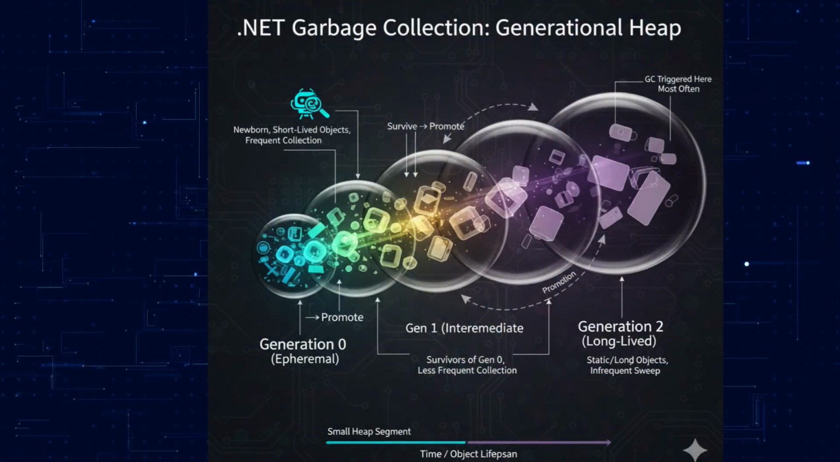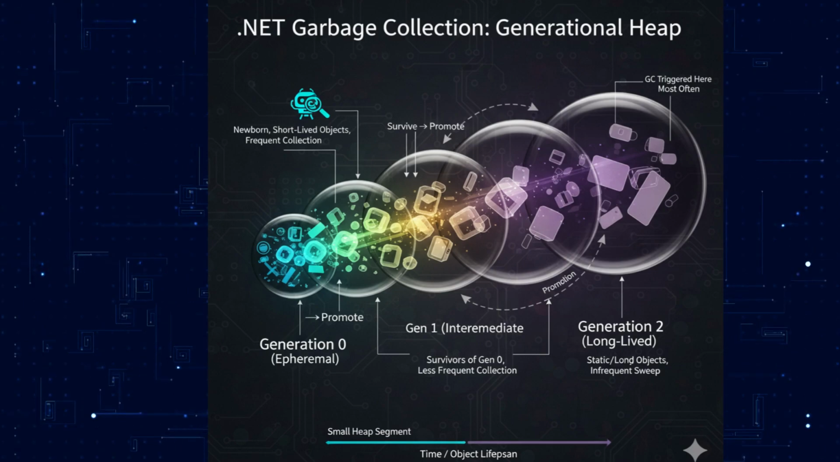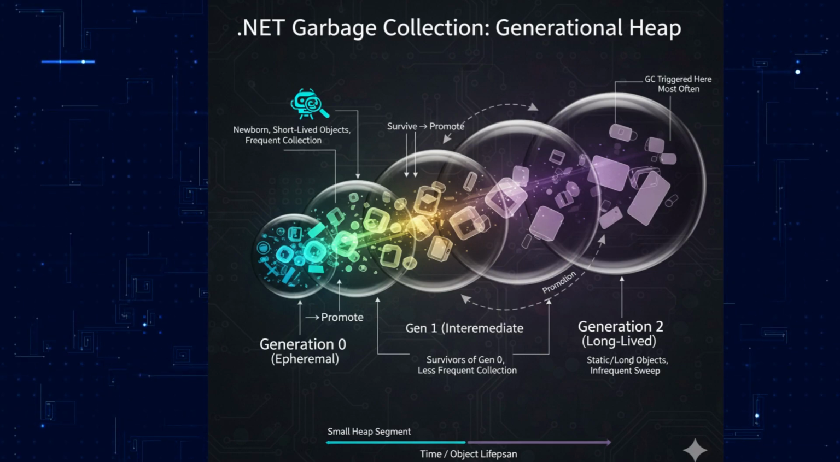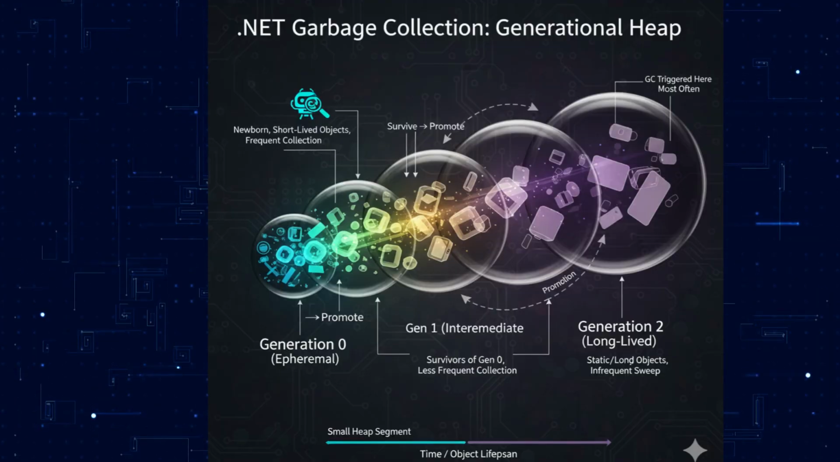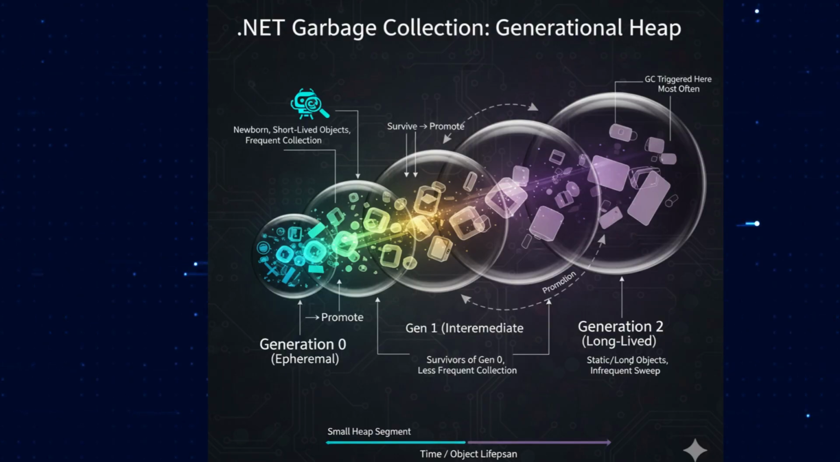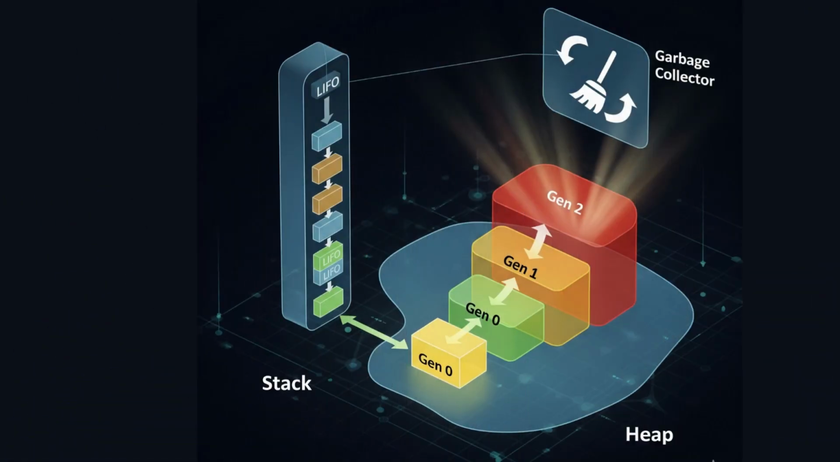Finally, .NET divides objects into generations. Generation 0 for short-lived, Generation 1 as a buffer, and Generation 2 for long-lived or large objects. Most objects die in Generation 0, making collection fast and efficient, while Generation 2 keeps your application stable for the long run. Now you know how .NET manages memory with stack, heap, and generations of garbage collection.